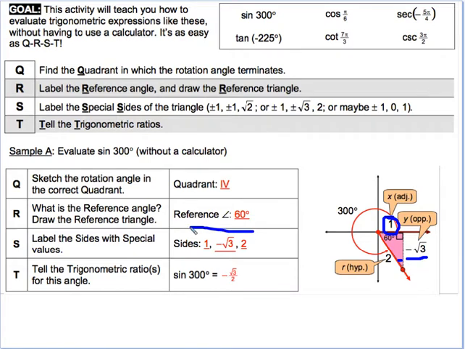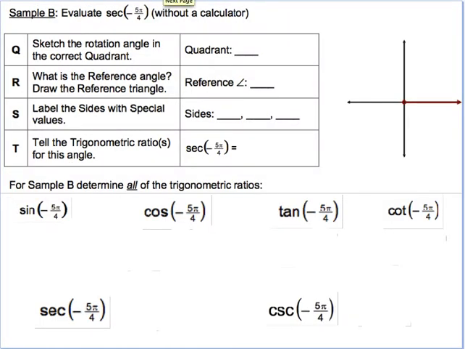So my side values will be 1, square root of 3, and 2, my reference angle is 60 degrees, and then the trig ratio for sine of 300 is just going to be negative square root of 3 over 2. Now I know when you put this in the calculator it did not give you this nice, neat, exact answer. It gave you a decimal, and there's really not a lot you can do with that decimal. But we can do all this even without a calculator. I cannot tell you how important it is to draw a picture when you are doing this.